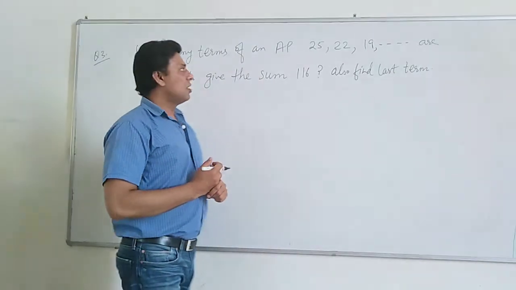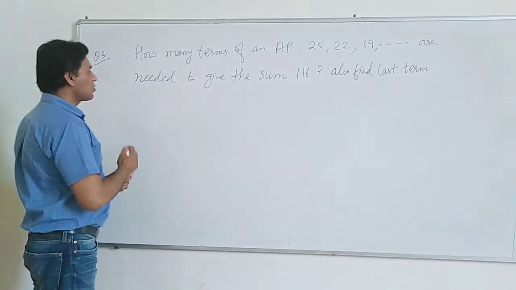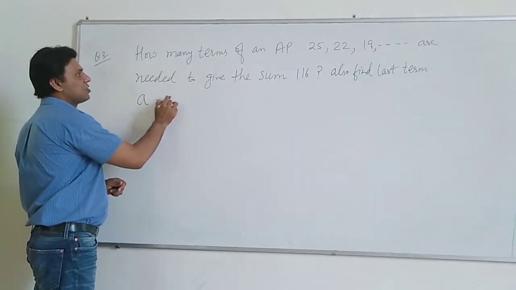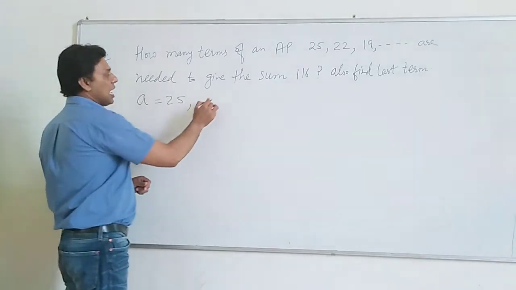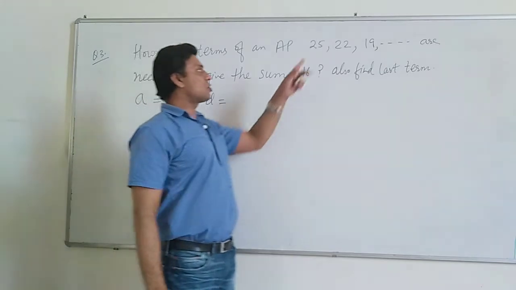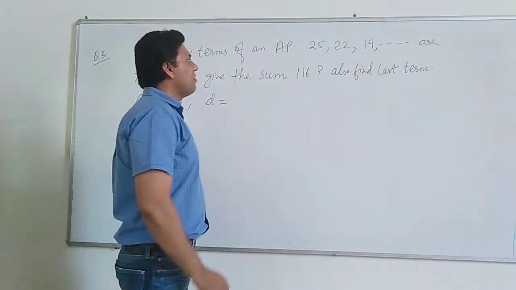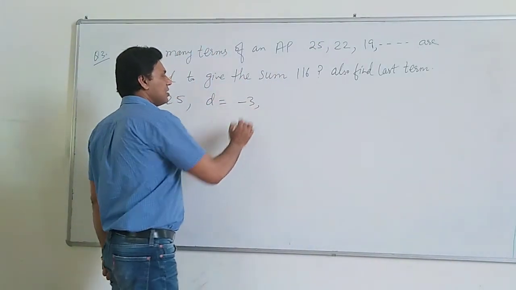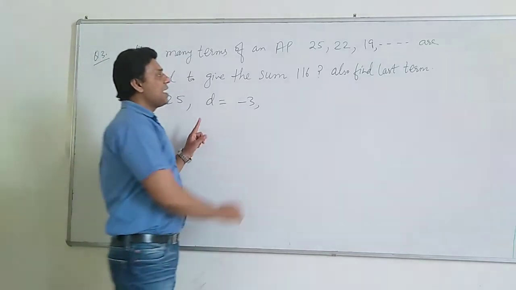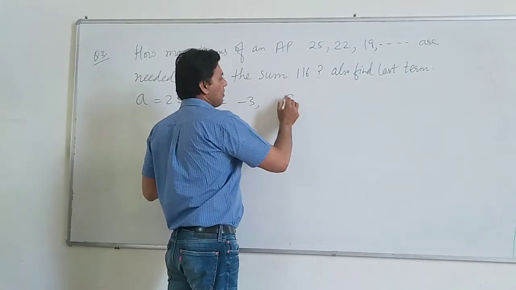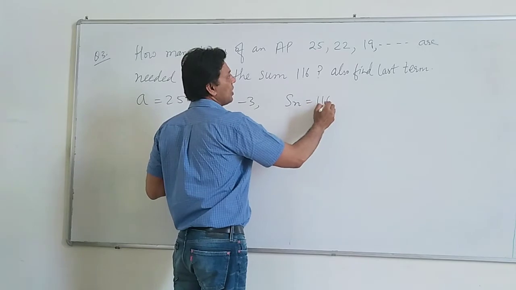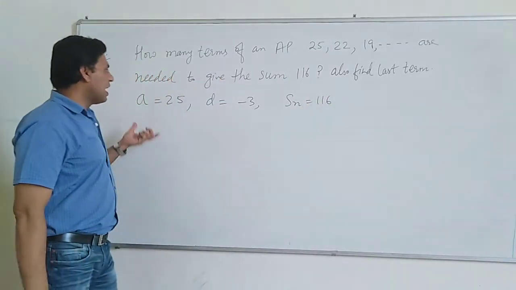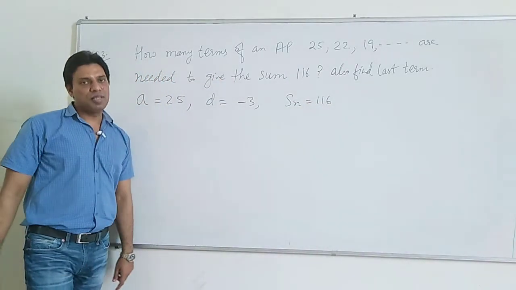So first of all we have an AP. Note down what is a, that is 25. And what is your common difference? 22 minus 25, that is minus 3. It is your common difference. And the number of terms: we are given Sn is equal to 116. So we have to find the number of terms.